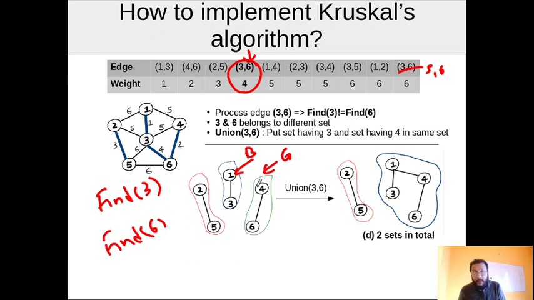So I'll make 4 point to 1. For representation purposes, I'll make this entire thing the blue set, and this the red set. In the blue set, previously there was 1, 3. Now 4, 6 also join the blue set. Let's say 1 is the parent of all the vertices in the blue set. Similarly, 2 is the parent of all the vertices in the red set. So I have 2 sets as of now.